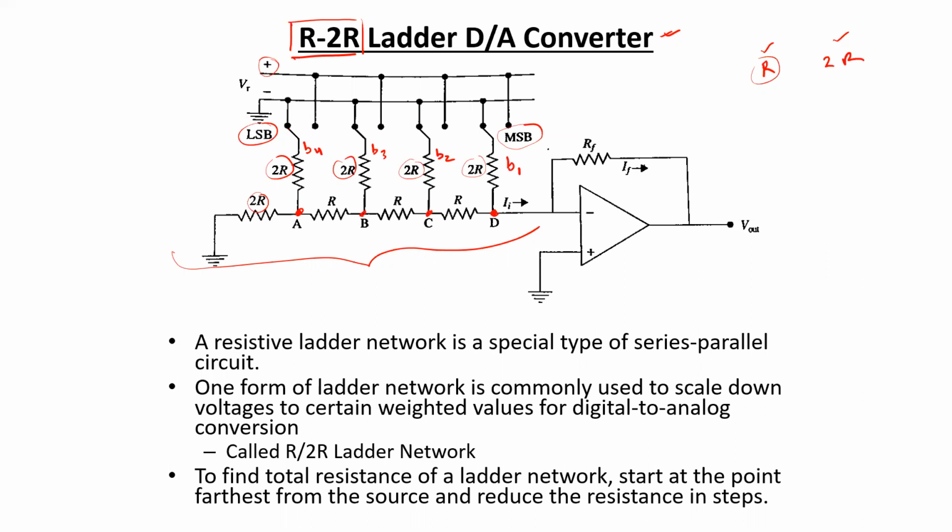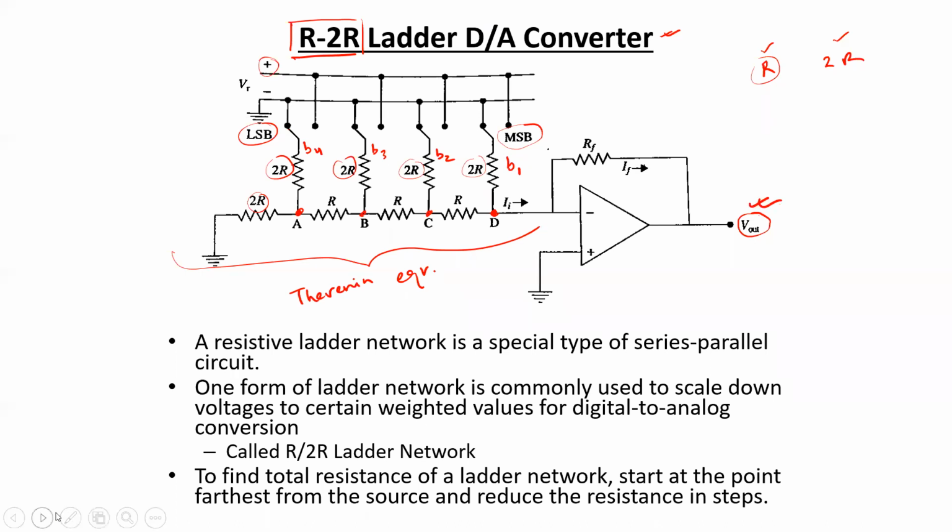Now, in order to determine an expression for the output voltage for this type of circuit, it is useful to simplify this ladder network in terms of its Thevenin equivalent circuit. Then this whole portion of the ladder network is going to reduce into one single resistor and a voltage source. Then you can apply the concept of an inverting amplifier to determine the final output voltage V out.